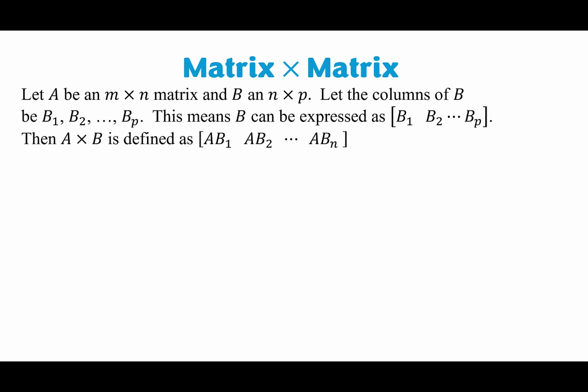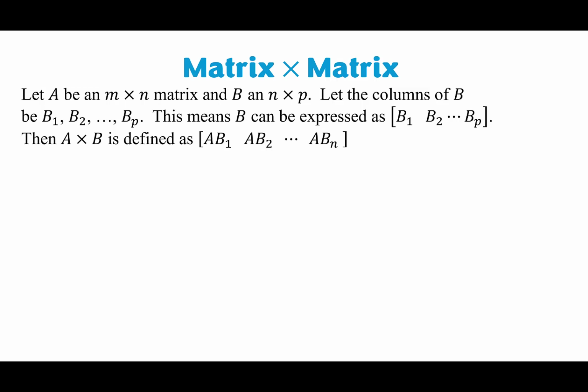This means B can be expressed as B1, B2, all the way to BP inside of those square brackets. So for example, the third column of B is B3. Then A times B is defined as this matrix where the columns are AB1, AB2, AB3, all the way to ABN. So for example, the second column of our result from this multiplication would be A times B2. So A times B2 would be a matrix times a column vector, like we just looked at. So essentially what we're doing is n matrix times column vectors, or in other words, n matrix vector multiplications.